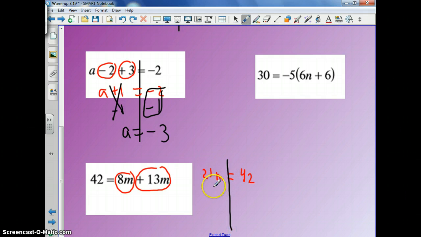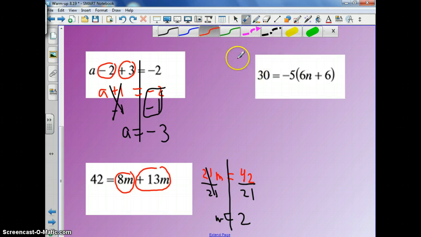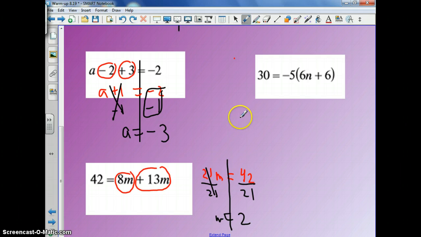What's the inverse of times 21? Excellent. So we're going to divide both sides by 21. M equals... And we're done. Any questions? What happened to the 42? Oh, wait, we added. Never mind. And then we divided that 42 by 21.